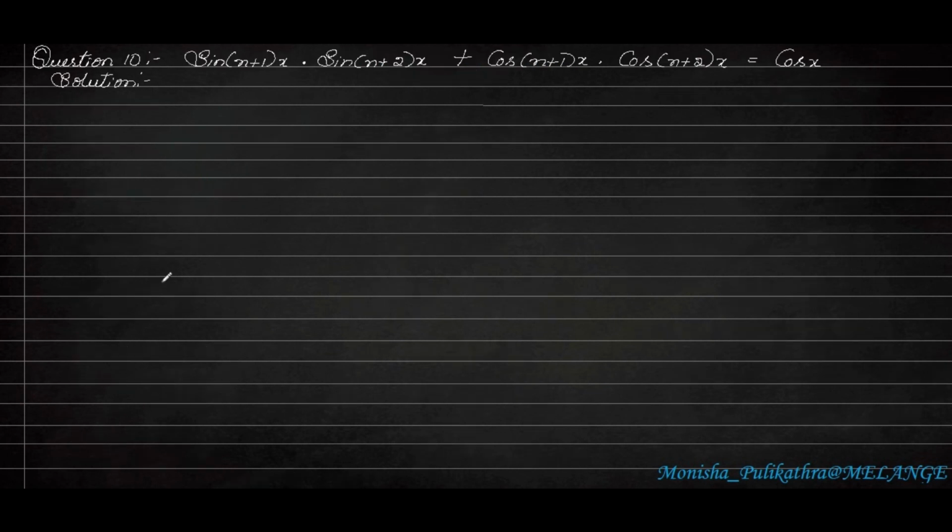Moving on to the 10th problem. The 10th problem is sin n plus 1 x into sin n plus 2x plus cos n plus 1 x into cos n plus 2x. After simplifying, we have to prove that it is equal to cos x. Okay.